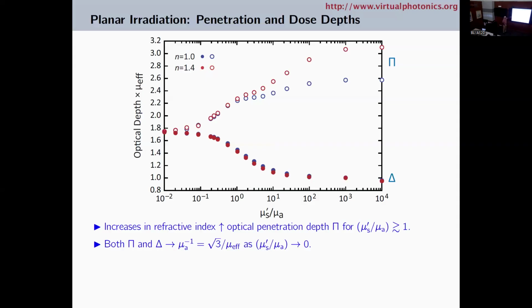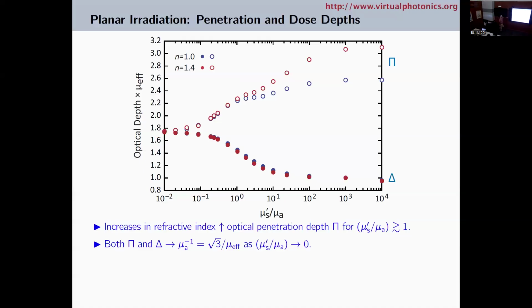And you see that the penetration depth, as you would intuitively guess, for the refractive index mismatch situation goes deeper, right? Because you're trapping more of the light, since the light can't escape from the surface. It penetrates deeper, so that makes sense. It doesn't have that much impact on the dose depth. So that's what you get here.